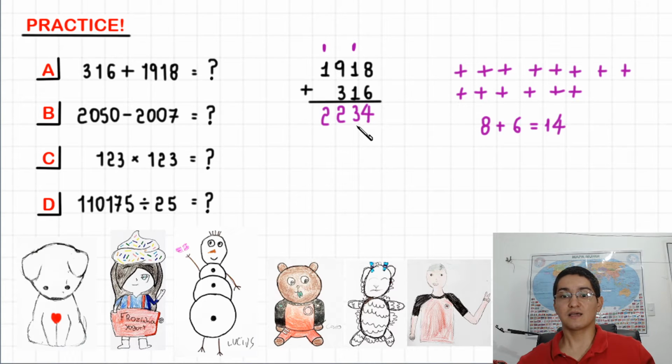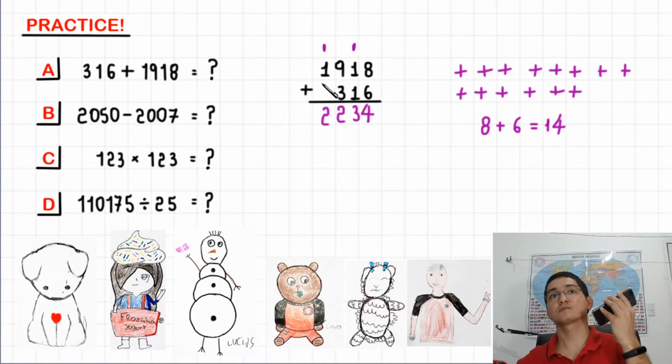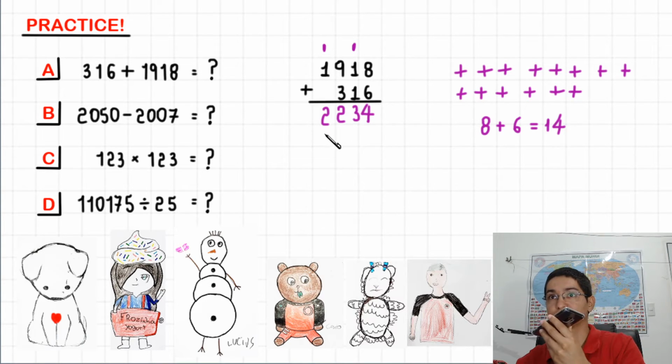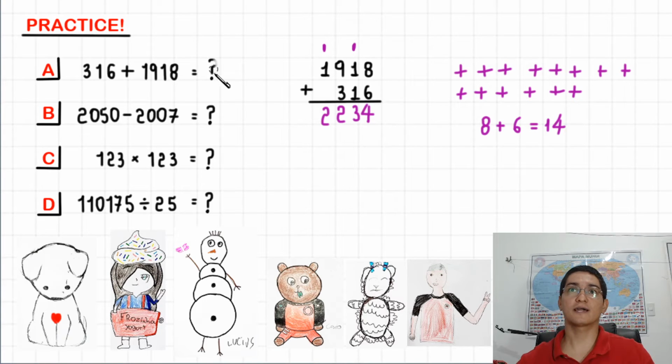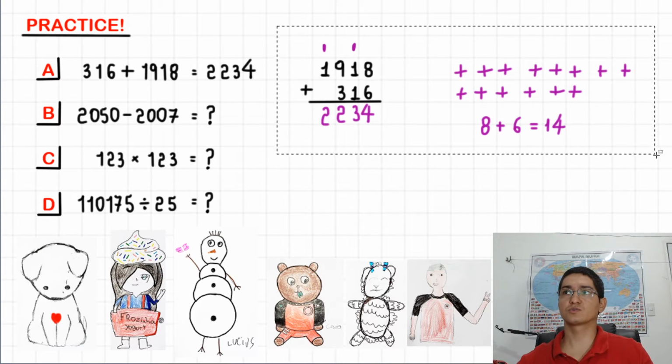2234. But as usual, I like to check with Google Assistant. I like to hear that it is right. What is 1918 plus 316? The answer is 2234. So we got that one right. I will record the result we found here. What is it again? It is 2234. And now we move on to subtraction.